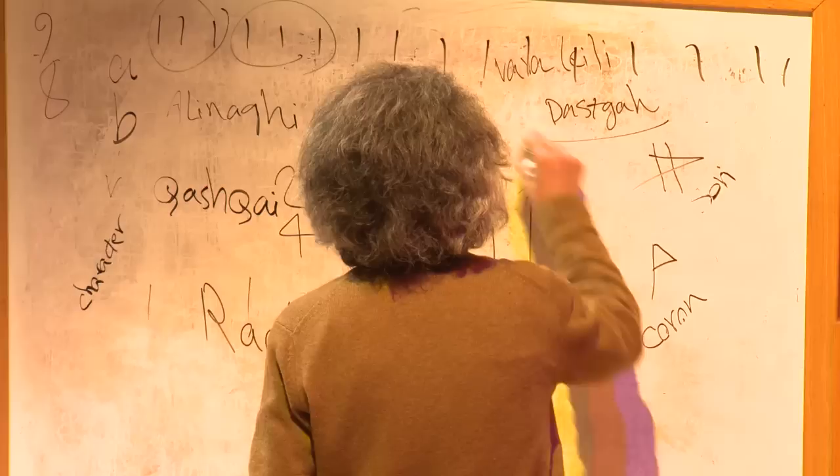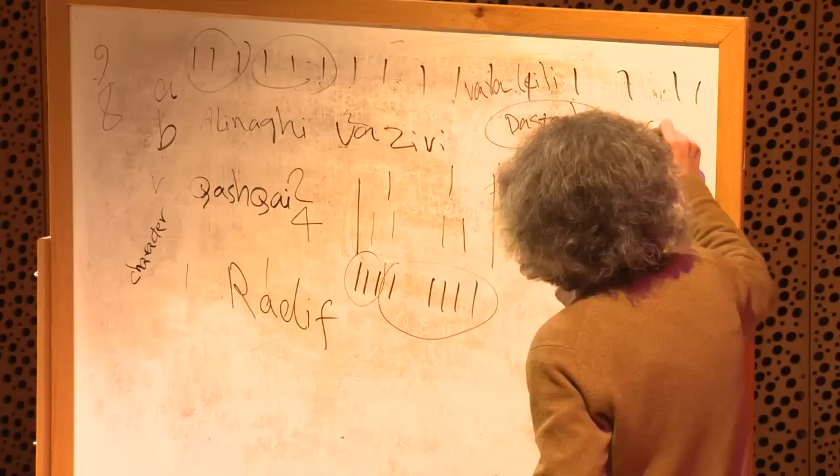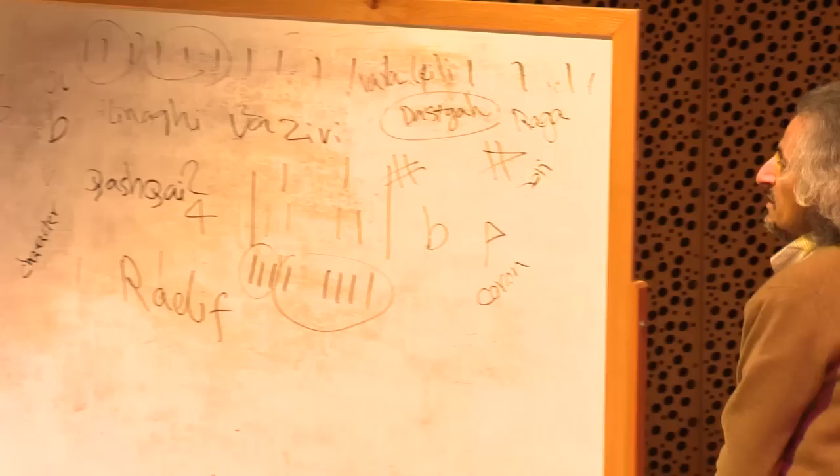In Indian music they say raga. Raga and dastgah have the same meaning, and both words mean scale. In these 12 branches that exist.